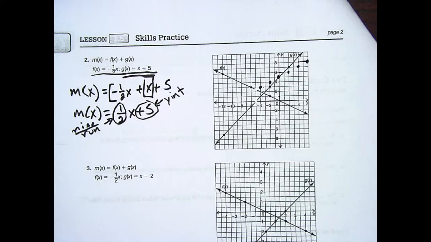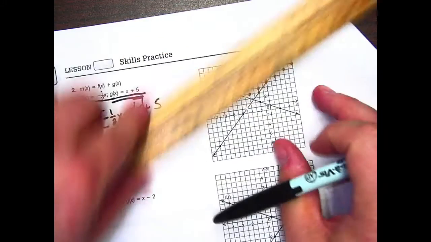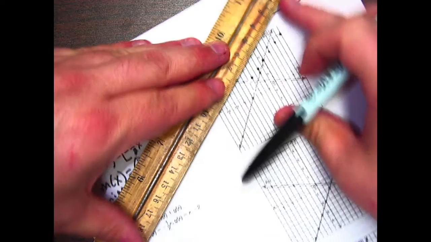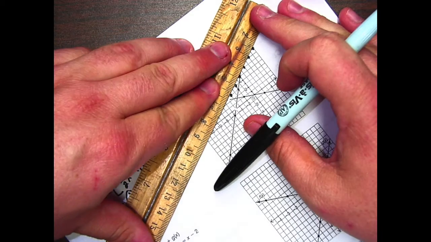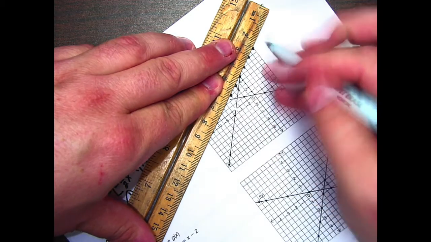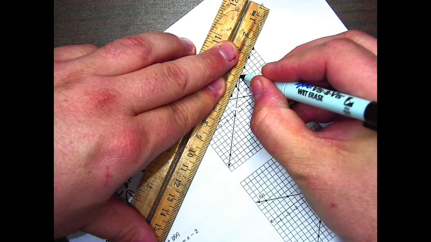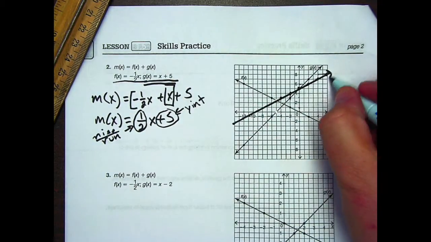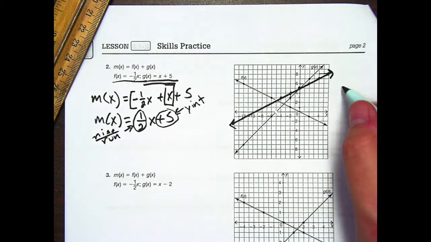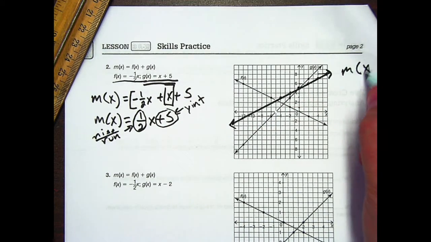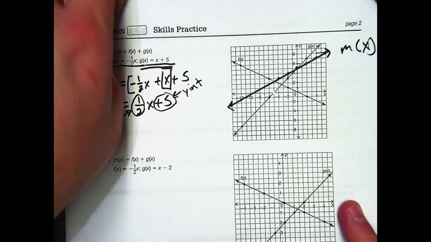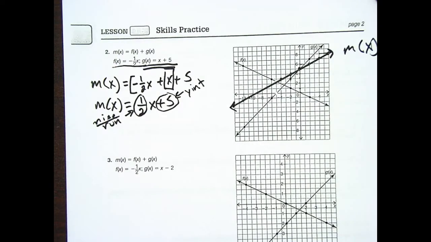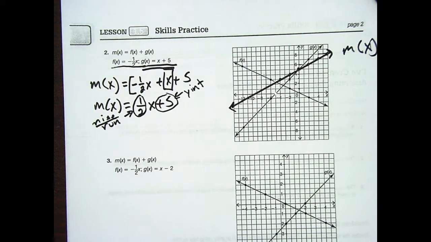Now one way I could double check this line to make sure that it's accurate, I could certainly graph it. So I'm going to do that first. So I'm going to take my ruler. I'm going to change the orientation of my paper for just a second. And I'm going to draw my line. So that line should be m of x. I hope it is because I drew it with marker. But now let's double check.